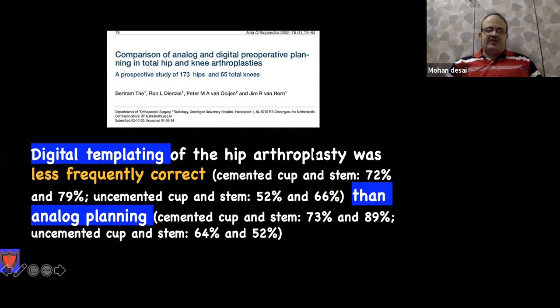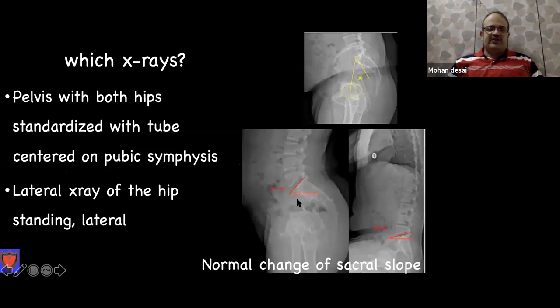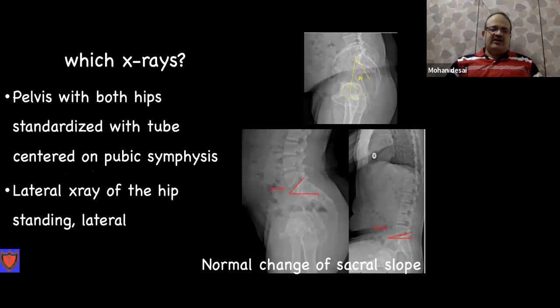Digital templating, that is digital X-rays and done on the computer, is less accurate. It is slightly more accurate for the cemented cups and stems, but less accurate for the uncemented stems. Besides the pelvis with both hips X-ray, we need another set of X-rays as well. So one standard X-ray is pelvis with both hips, and we need to take femurs till the end of the stem, and this should be centered on the pubic symphysis.